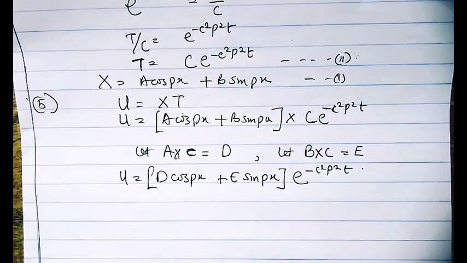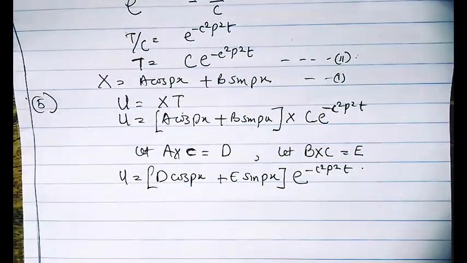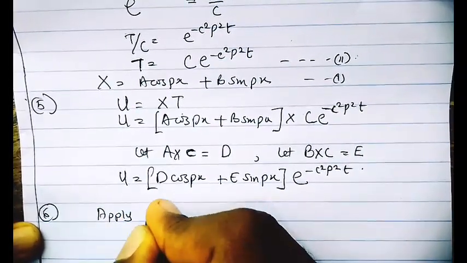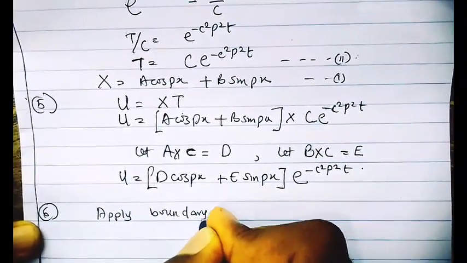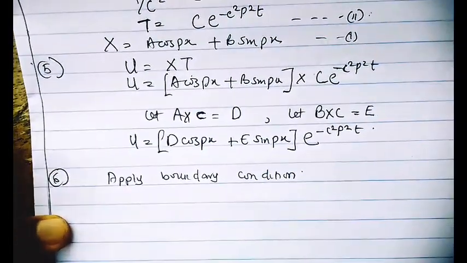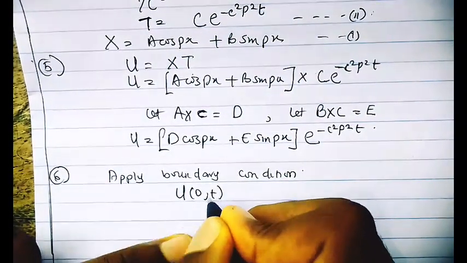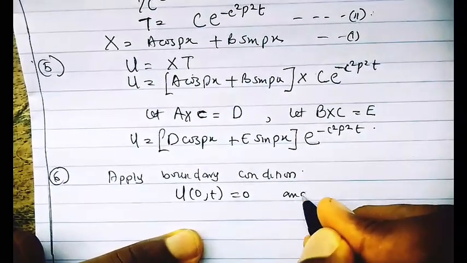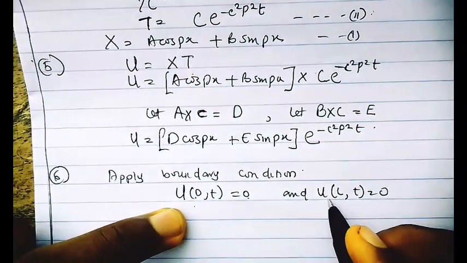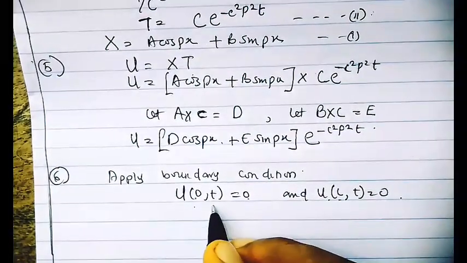So now, how do we go from here? This is where we apply the boundary condition. So this is my step 6: I apply the boundary condition. If you can recall, I explained from the beginning of the video that the boundary condition is of this form: u(0,t) is equal to 0 and u(l,t) is equal to 0. So when x is equal to 0, u is 0. When x is equal to l, u is also 0. So I apply it to this equation. Let me apply this one first.